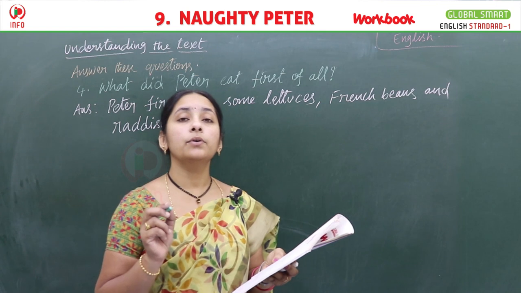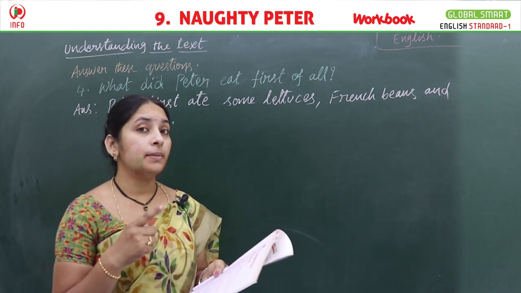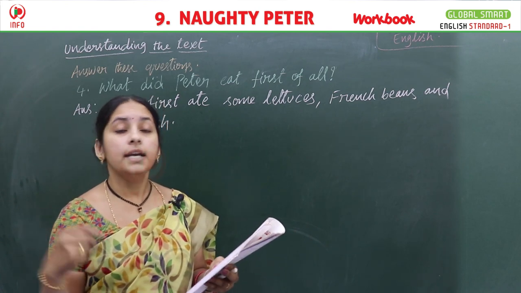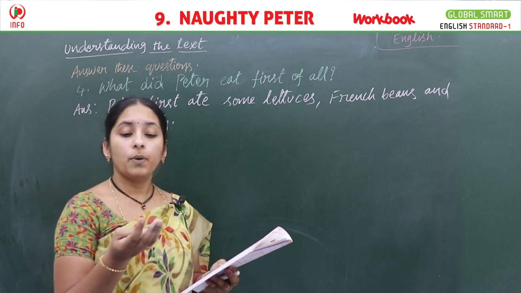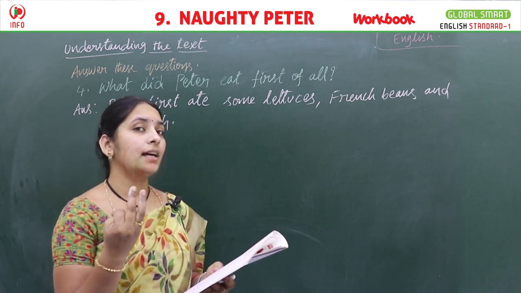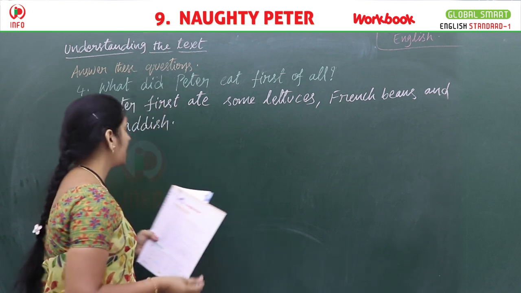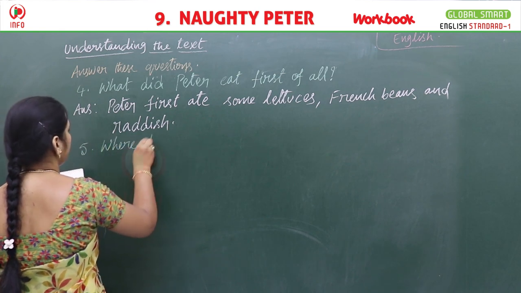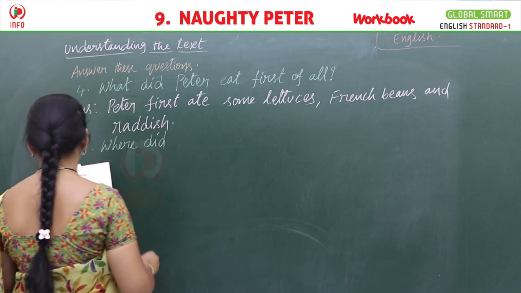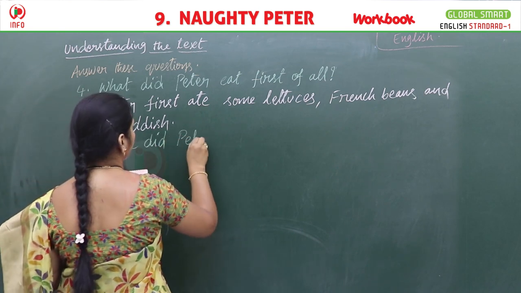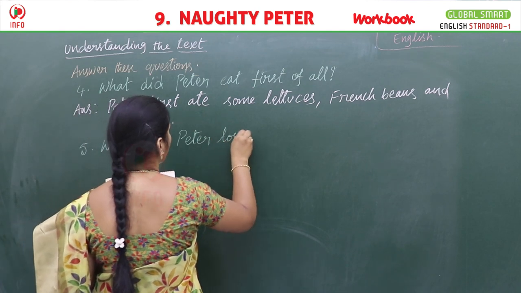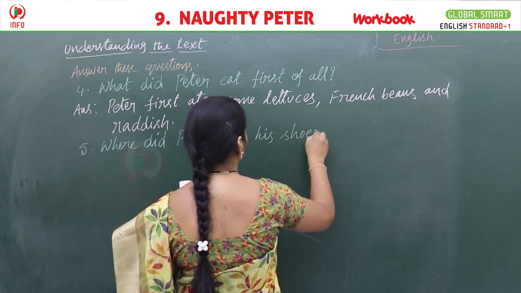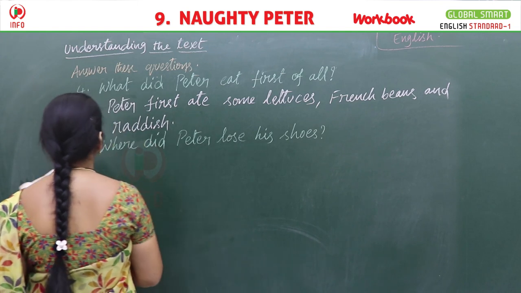Where did Peter lose his shoes? Yes, when Mr. McGregor started to chase him, while running, he lost his shoes and jacket. Na? Where did he lose his shoes? One is at the cabbages and another one is at the potatoes. Right. So, write the question. Fifth question, Nana. Where did Peter lose his shoes? Where did Peter lose his shoes?